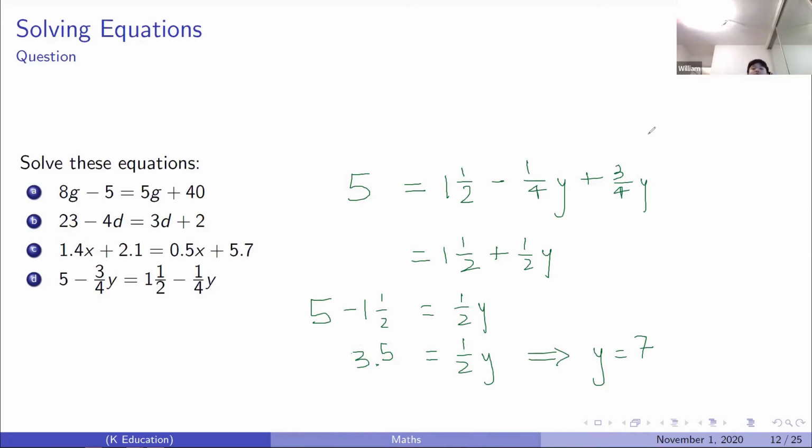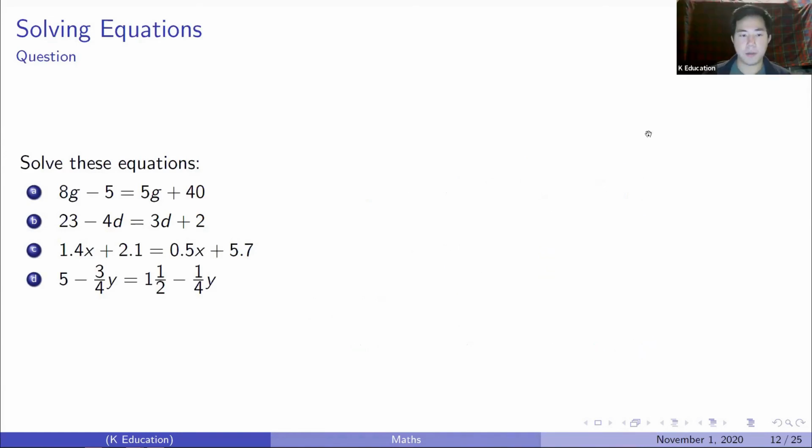So I think actually I wrote the answer wrong for that one. So g is 15, d is 3, x is 4. For some reason I wrote y equals 9. It should be 7.